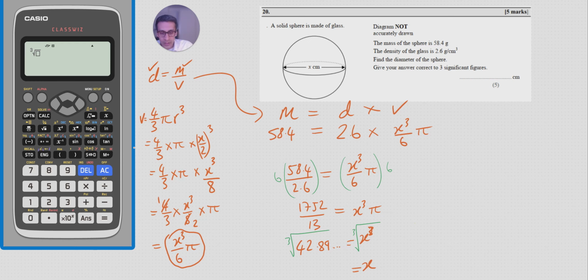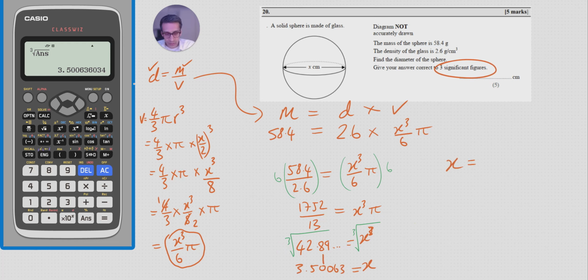And then we're going to press, rather than typing in 42.89, we have to press the answer key because it's the previous answer. We do not want to round it yet. So that's going to give you 3.500. It's going to be 3.5 is going to be our answer here. So this will be 3.50063.